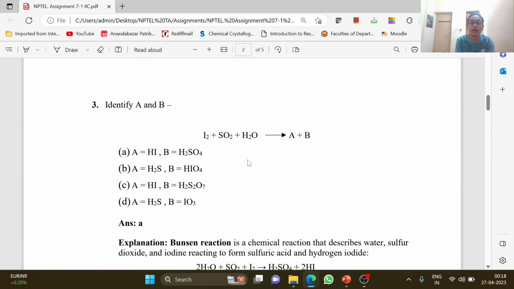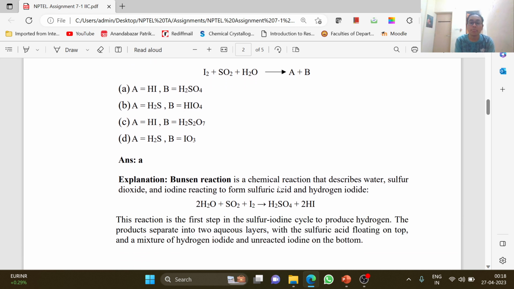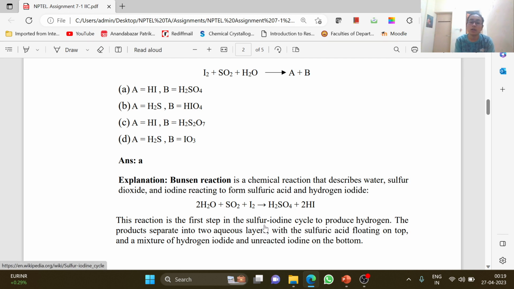Then the reaction of iodine, sulfur dioxide along with water will give which product? Option A, hydrogen iodide along with sulfuric acid. So this is actually the Bunsen reaction. The Bunsen reaction is a chemical reaction that describes water, sulfur dioxide and iodine reacting to form sulfuric acid and hydrogen iodide. This reaction is the first step in the sulfur iodine cycle to produce hydrogen.